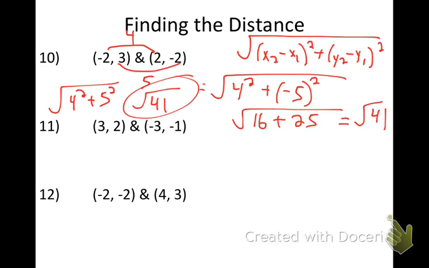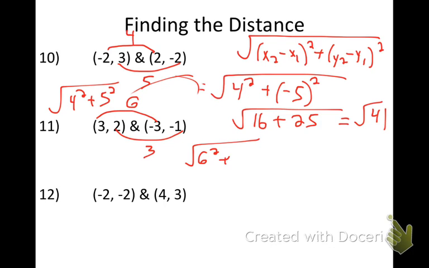So let's try number 11 now. I'll show you number 11, okay? Gentlemen, I'm going to look at my x values. 3 to negative 3, what's my difference? 6. 2 to negative 1, what's my difference? 3. So I'm going to say 6 squared plus 3 squared, and that gets me the square root of 45.